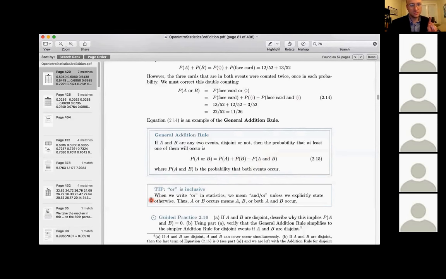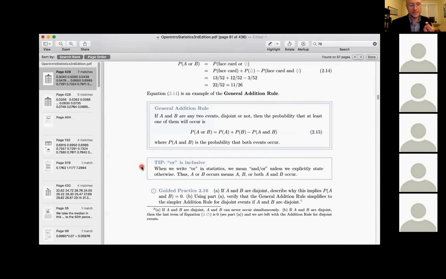Now, this is what a student had asked. This idea of "or" is inclusive in statistics, which means that unless we explicitly say otherwise, when we say A or B, we actually mean A, B, or both. It's like an "and/or." So it's different than what we normally would think of. This is another way of thinking in probability.